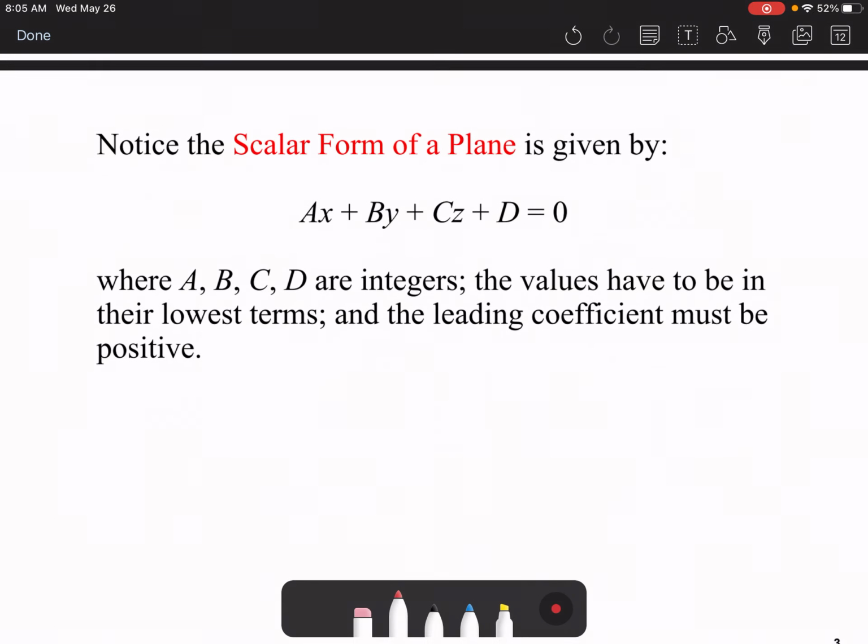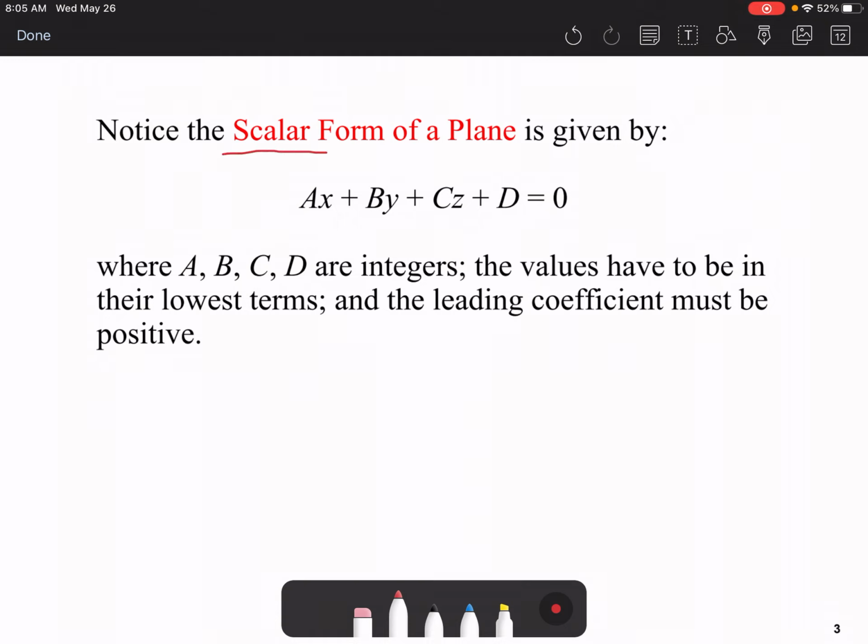Okay, so notice that we have the scalar form of a plane here, given by ax plus by plus cz plus d equals 0, where a, b, and c are integers. Values have to be in their lowest terms, just as in standard form, and the leading coefficient must be positive. So similar rules, just now we're adding an extra dimension for 3-dimensional space. But you can see that this scalar form is for a plane, not for a line, just like what we covered in our last session.